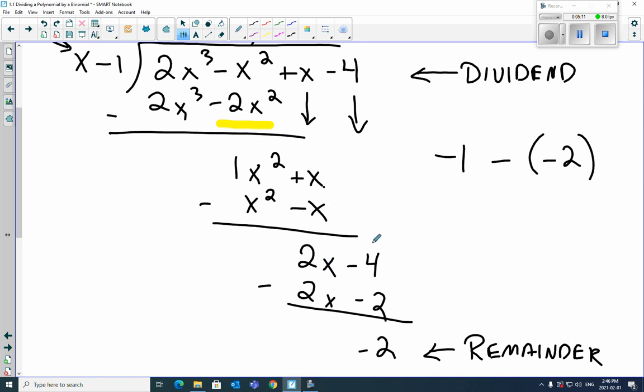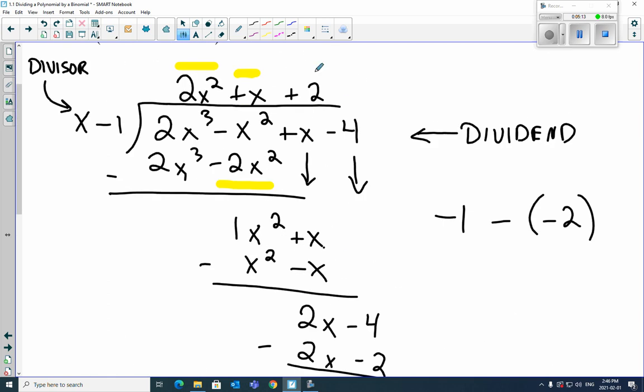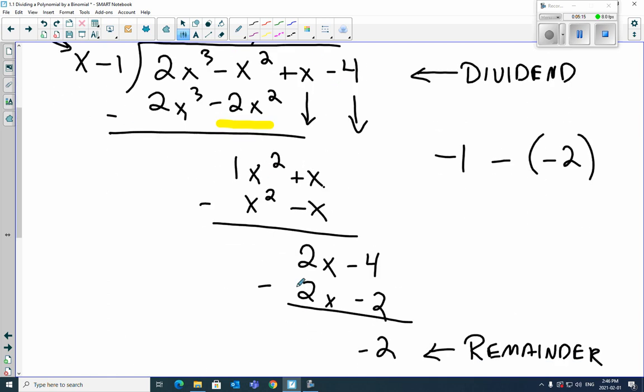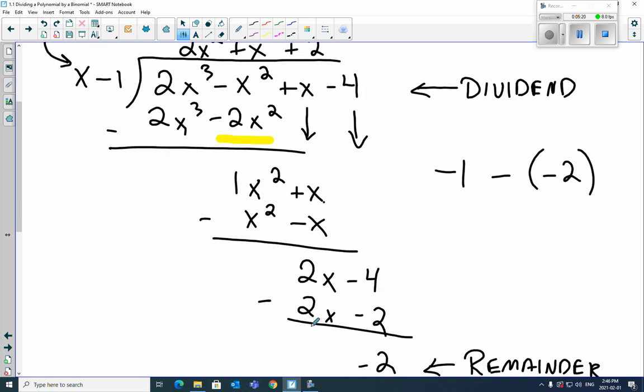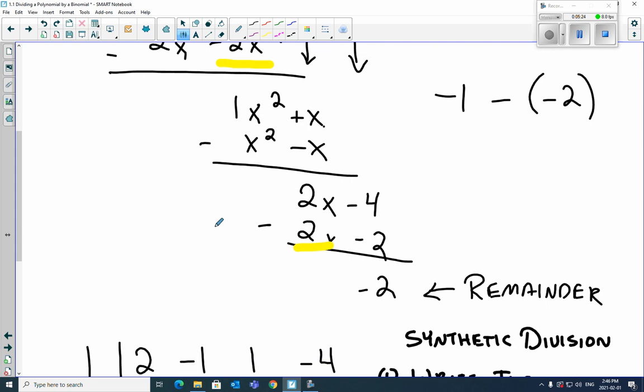Bring down the negative 4. We need to stick something up the top here that when we times it by x, we get to 2x. So we use a 2. 2 times x is 2x right there. And don't forget, 2 times negative 1 is negative 2. And we're subtracting these two. So we end up with a remainder of negative 2. So they're not always going to work.